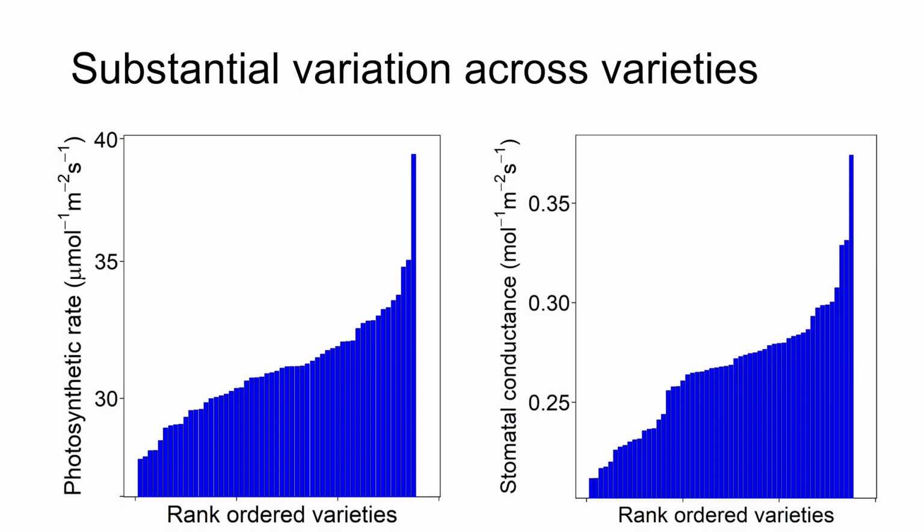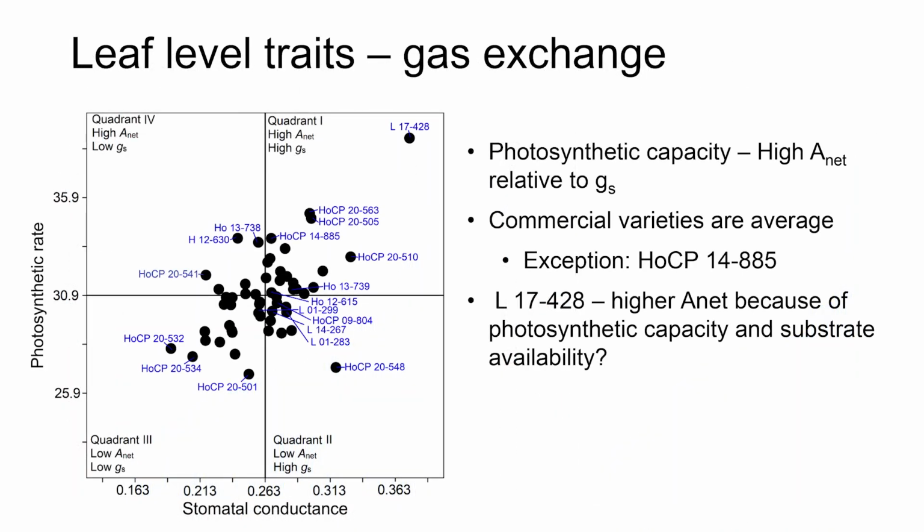So then I plotted those, with photosynthetic rate on the y-axis and stomatal conductance on the x-axis, and you compare these two traits so you can see the relationship between photosynthesis and water loss. This vertical line represents the mean stomatal conductance, and the horizontal line represents the mean photosynthetic rate. And so you can see where the different varieties fall relative to each other and relative to the mean.